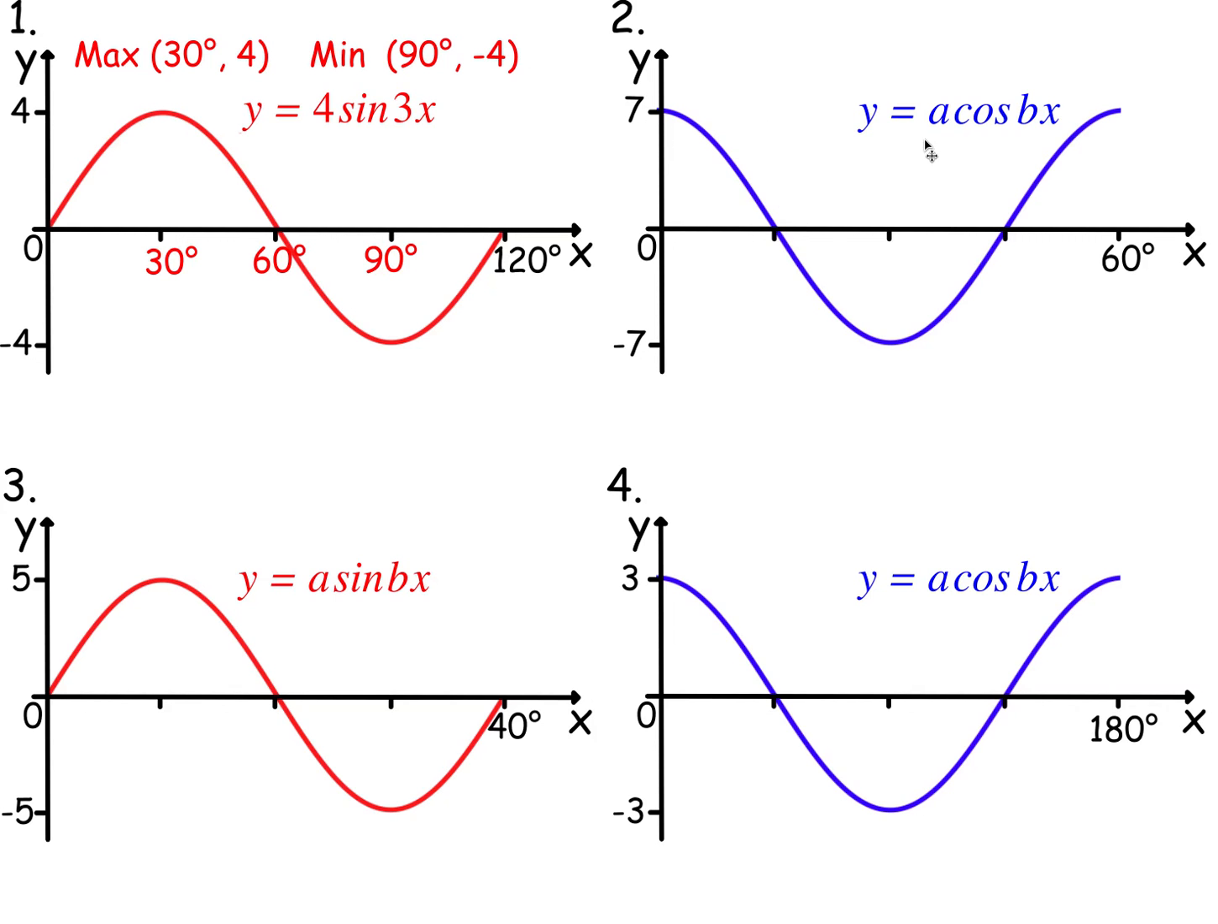Here's the cosine. That's 60 degrees. So halfway is 30 degrees and half of that's 15. That's the key positions there.